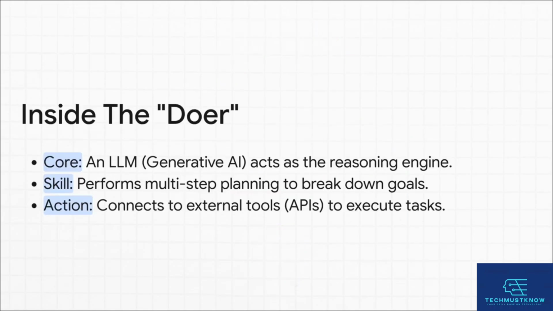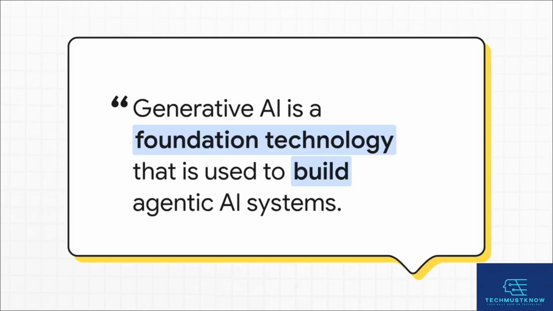And the answer, it's kind of surprising. At the very heart of the doer, the agentic system, is a reasoning engine. And guess what that engine is? It's a large language model, an LLM, which is a type of generative AI. That's the secret. The doer is actually powered by the creator. It uses a creative AI to do all of its logical thinking and planning. And that changes everything. It means generative AI isn't just for writing poems and making cool pictures. It's actually the foundational technology that we use to build agents that can take action in the world. The creator is the essential building block for the doer.